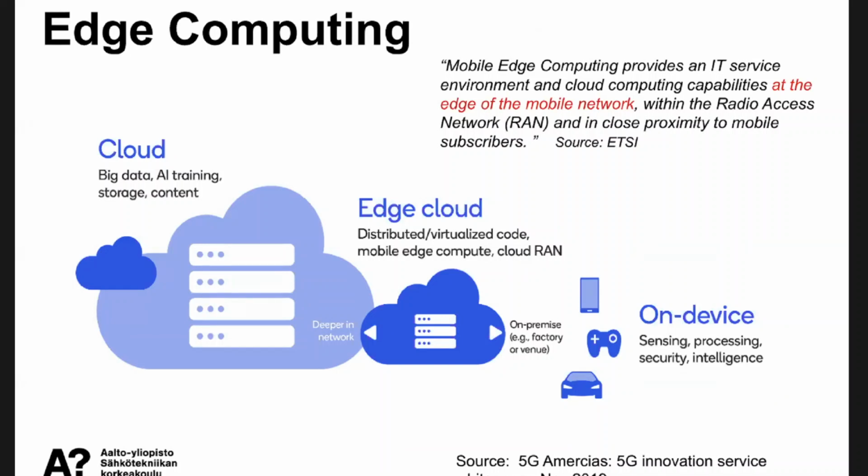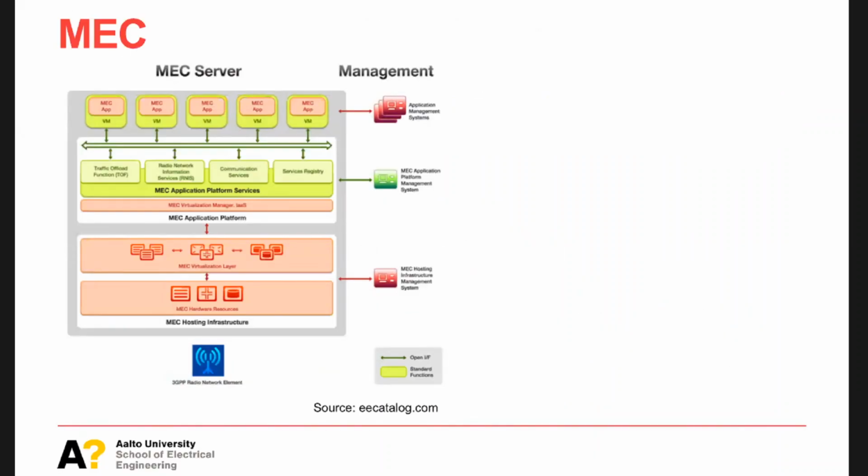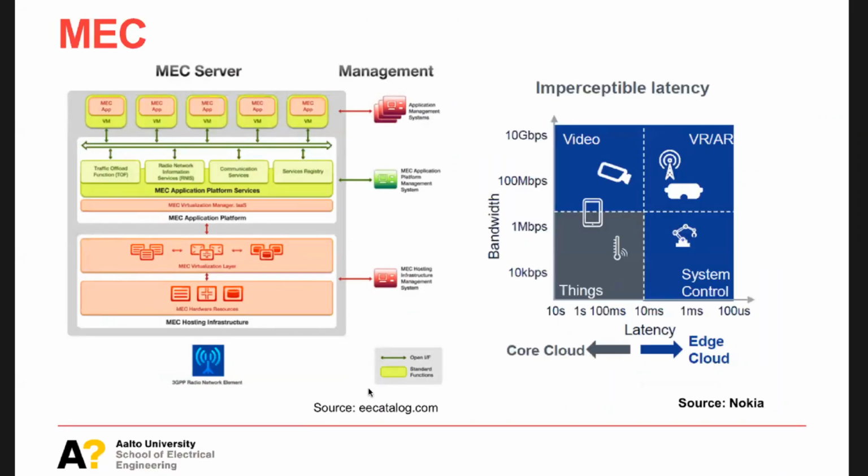But how much time can we really save by moving this computing closer? Here we give one example. You can see on the right side, if you are using the core cloud, we are expecting something typically like 100 milliseconds or even up to several seconds delay. But if you are moving to the edge, then we are expecting something around 10 milliseconds to even 1 millisecond network latency. So you can see this network latency can be 10 times lower.